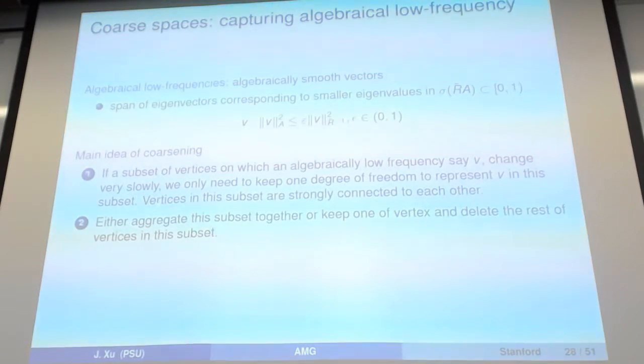We actually call the vertices in this subset strongly connected to each other. So I pick a node, I look at the neighbor. I only pick the one whose algebraic low frequency, the eigenvector low frequency of this one, is kind of close to that one. So is there a difference between just keeping one degree of freedom or taking the average?